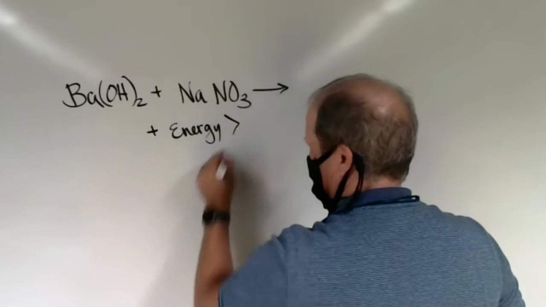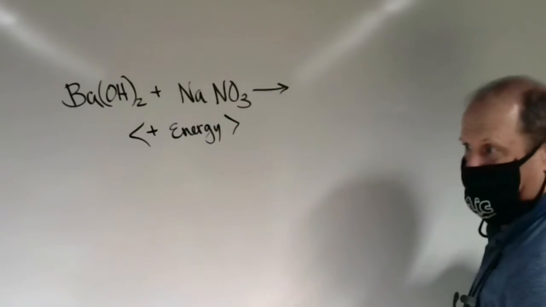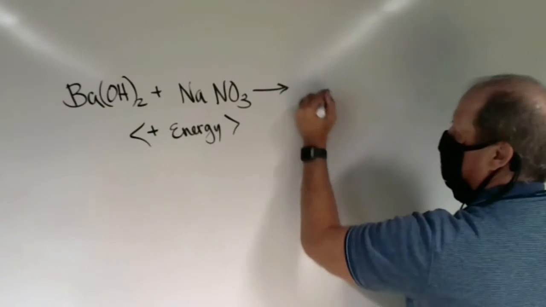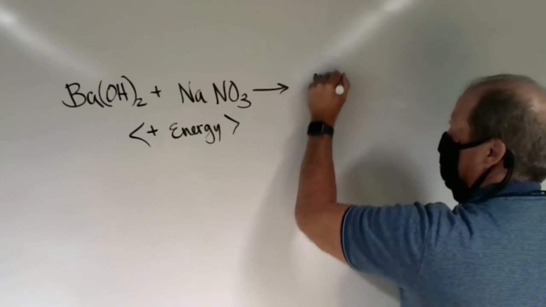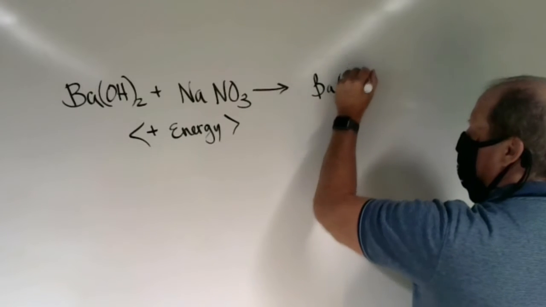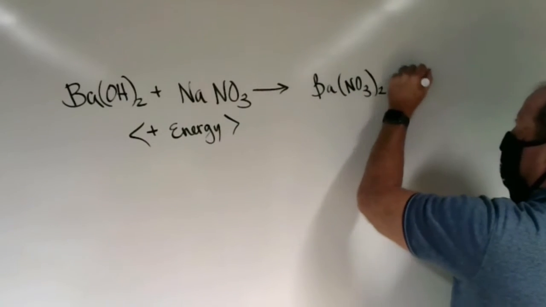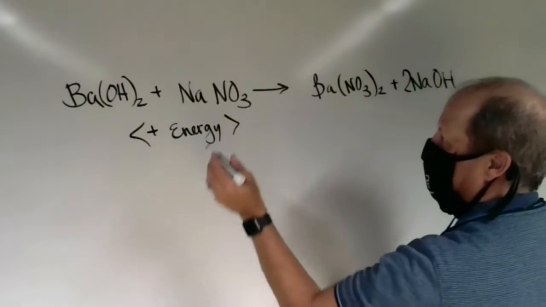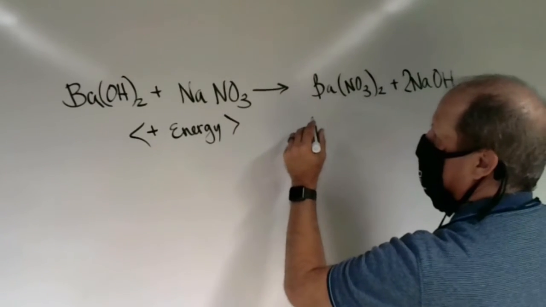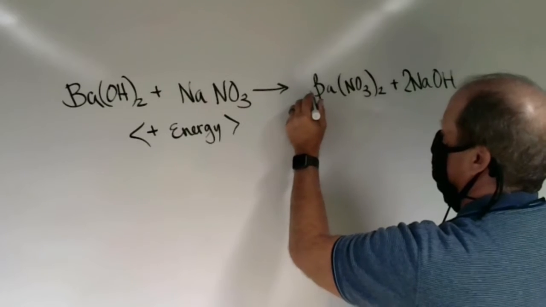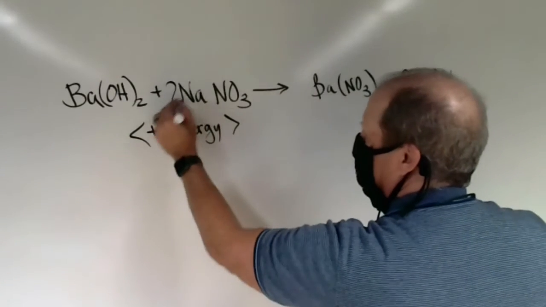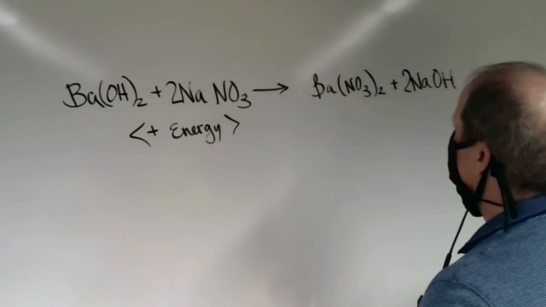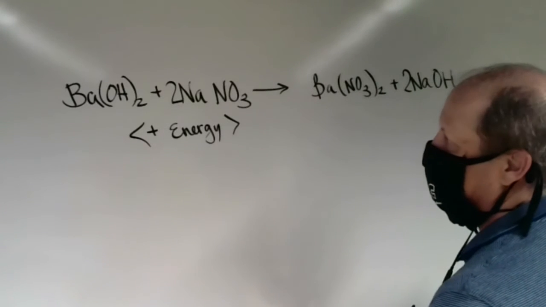because they're absorbing the energy to make the reaction happen. And then they're going to give us barium nitrate, Ba(NO3)2, plus sodium hydroxide. And this could be two of those. Ba(NO3)2, two NO3s, two Na, two OH.